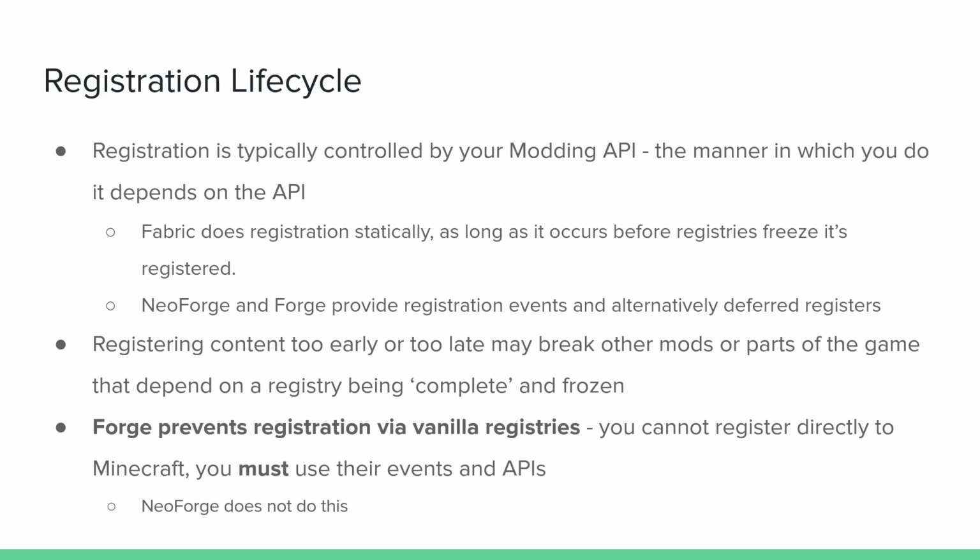NeoForge and Forge provide actual events which basically enforce when you're supposed to register things. Or they also give you deferred registers, which will do the registration at the right time. You tell it how to register things, and it does it at the right time. Forge, the old one, prevents registration with vanilla stuff, so you can't actually use Minecraft's built-in registries or Registries classes. But NeoForge apparently does not do this, is what I've learned recently.